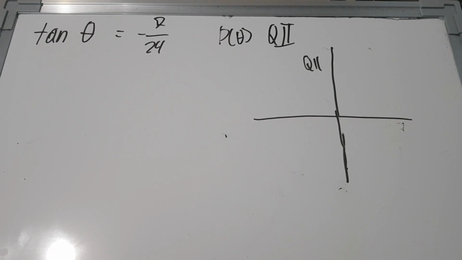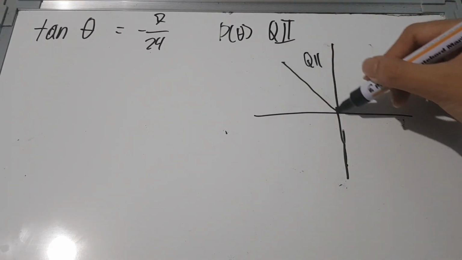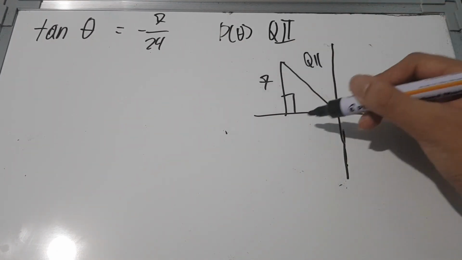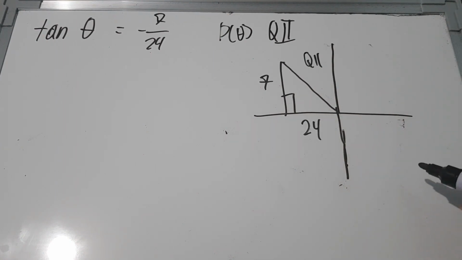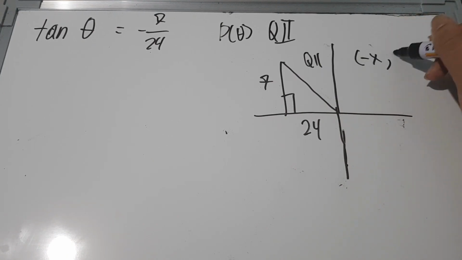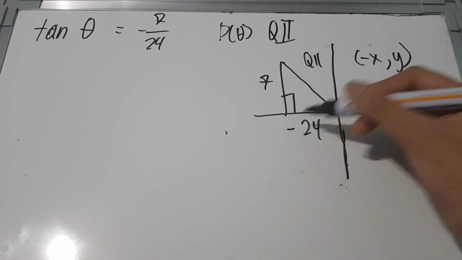Next is tangent theta equals negative 7 over 24, where the angle lies on the second quadrant. Now, this means that the terminal side is in quadrant 2, meaning the triangle must look like this. Now, we know that tangent is equivalent to opposite over adjacent, meaning 7 over 24. But since it is in quadrant 2, remember x is represented as negative and y as positive in quadrant 2. This means that 24 will be represented as a negative.